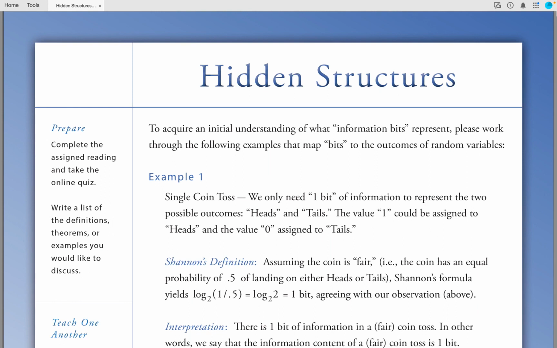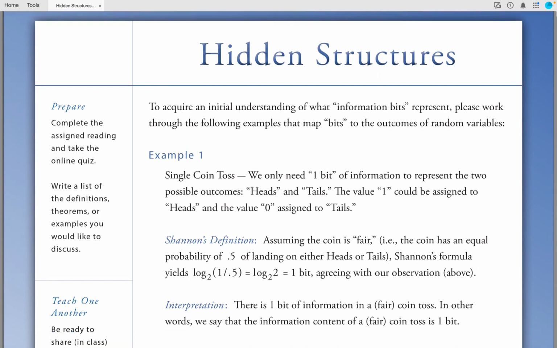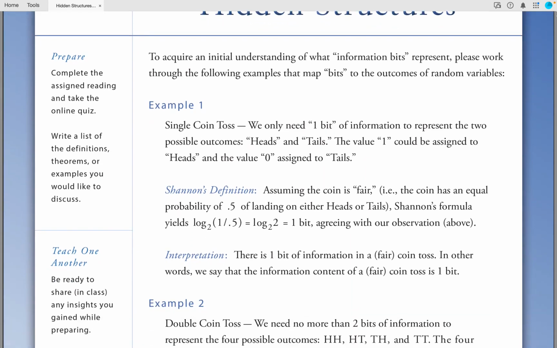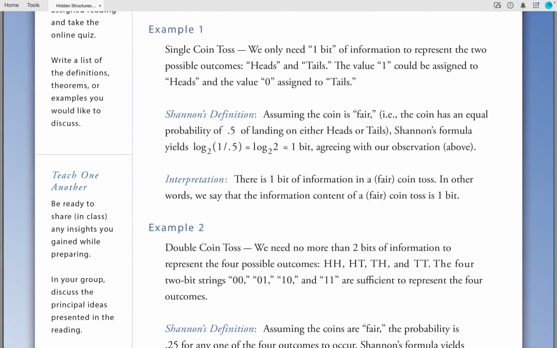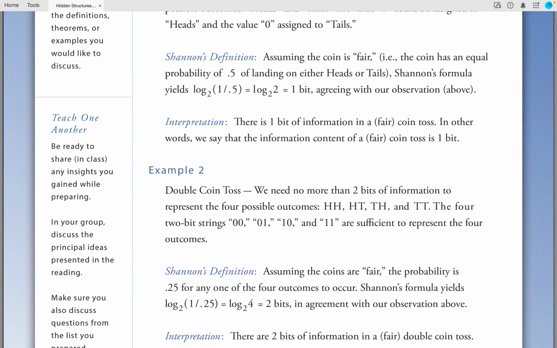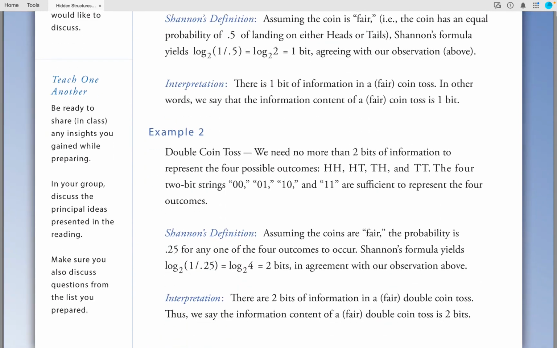Shannon's definition. Assuming the coin is fair, that is, the coin has an equal probability of 0.5 of landing on either heads or tails, Shannon's formula yields log base 2 of 1 divided by 0.5, which is equal to log base 2 of 2, which is equal to 1 bit. Agreeing with our observation above. Interpretation. There is one bit of information in a fair coin toss. In other words, we say that the information content of a fair coin toss is 1 bit.